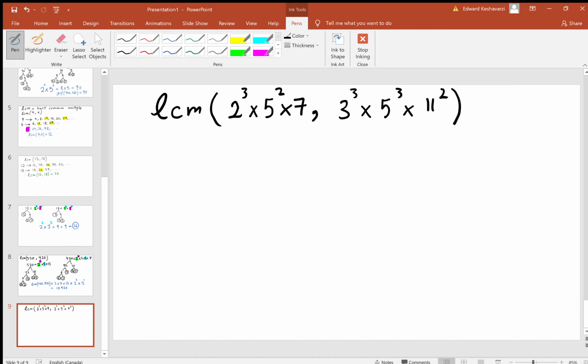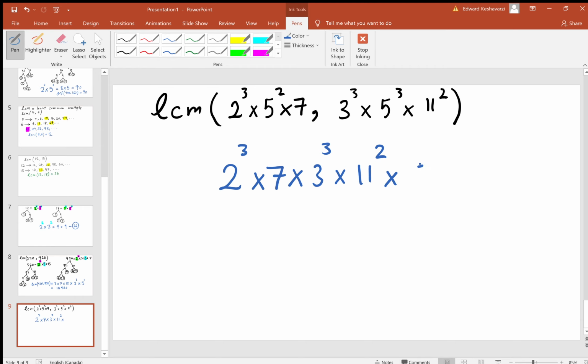So how do I determine the LCM? First, we copy down the numbers that are not in common. I think 2 is not in common because 2 to the power of 3 appears in the first number alone. So I write here 2 to the power of 3. Also 7 is not in common. 3 to the power of 3 is not in common. And 11 squared also is not in common. The only thing that appears in both is 5.